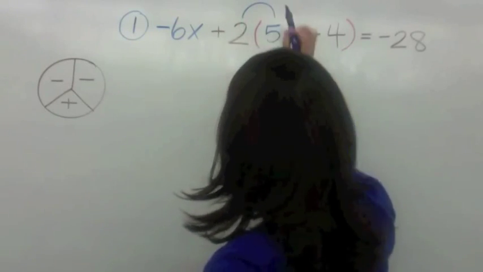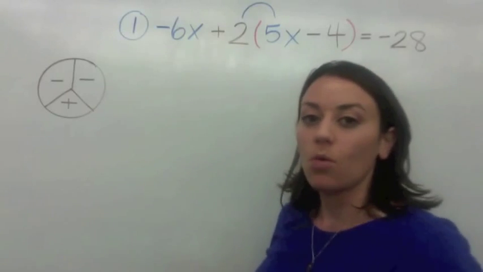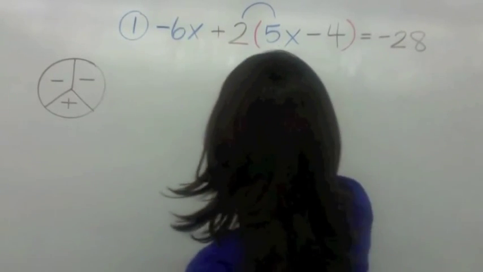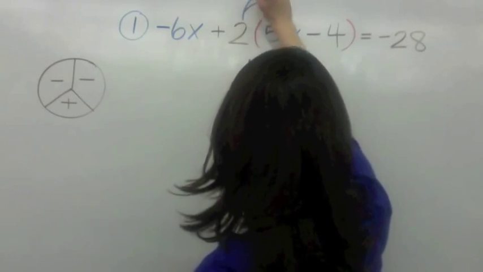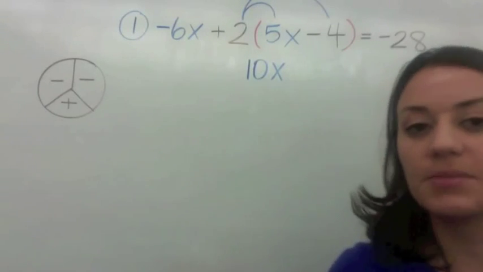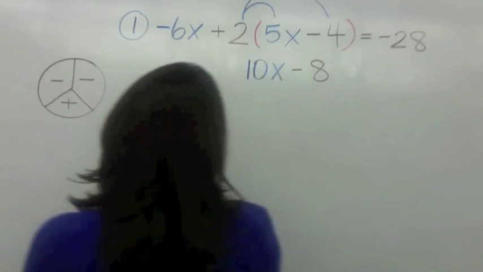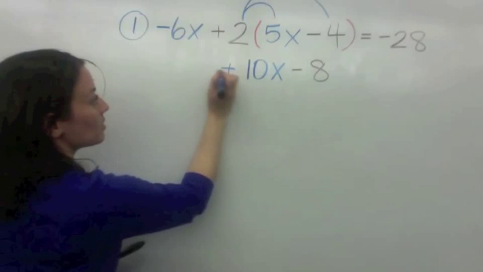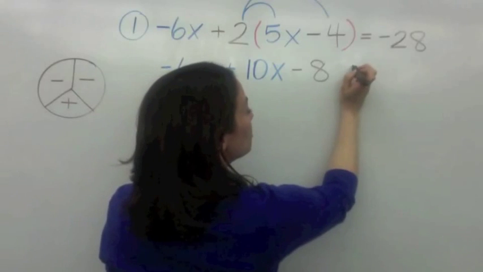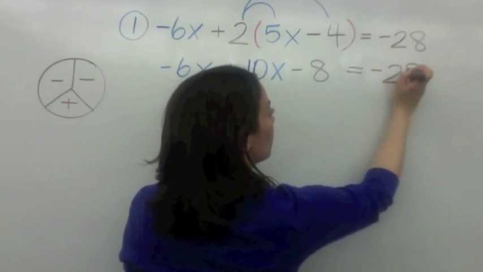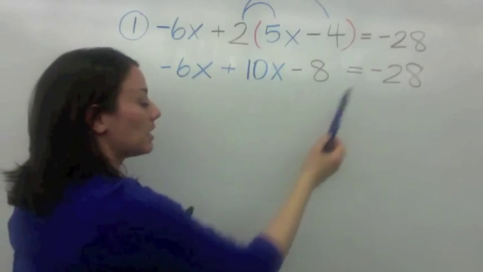So, what is 2 multiplied by 5x? 2 times 5x means, what's 5 times 2? It's 10. So you have 10x. Now we're going to do 2 times a negative 4. 2 times negative 4 is negative what? Negative 8. Good. So, remember, this was a positive 10x. We're going to bring down the negative 6x. And also, we're going to bring down the equal sign, and it equals negative 28. So everyone make sure that you have negative 6x plus 10x minus 8 equals negative 28.